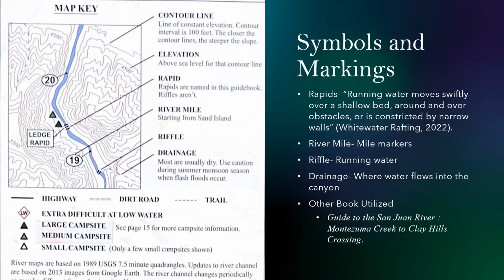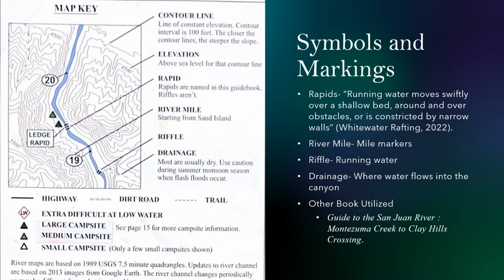Symbols and markings. For this portion of the video, I will be referring to the map key on the left. I got it out of the book. I felt that it provided excellent examples, and I will be talking more about what the symbols and markings mean. Once you understand what each marking represents, the river map is straightforward.